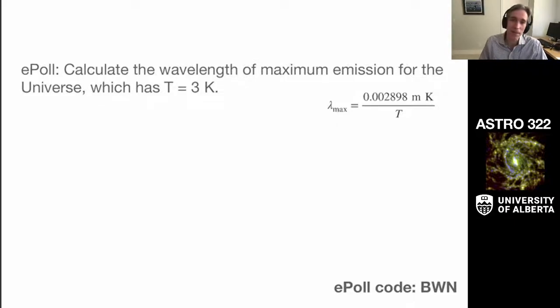But maybe this is the best kind of physics. Here's the formula already set up.